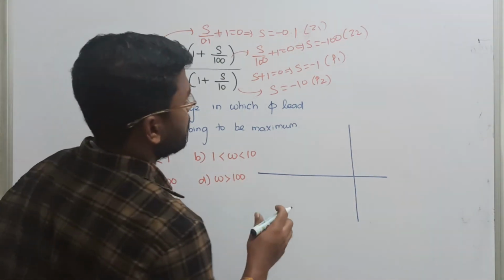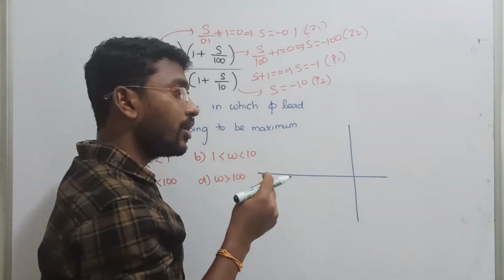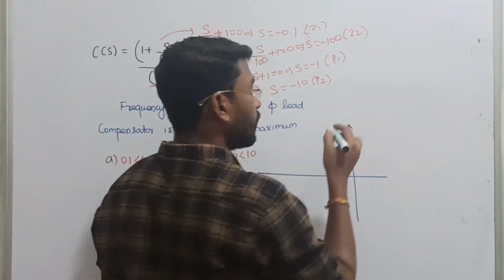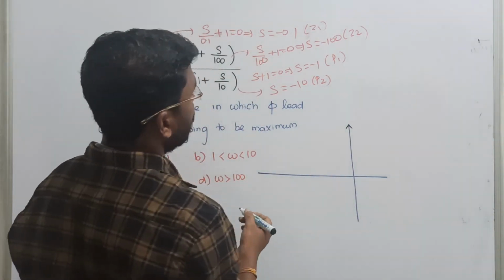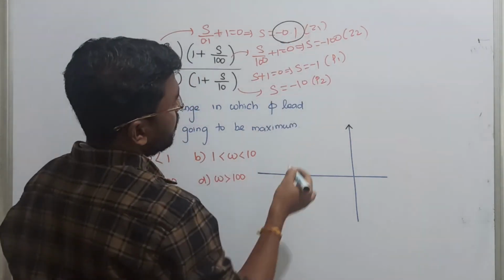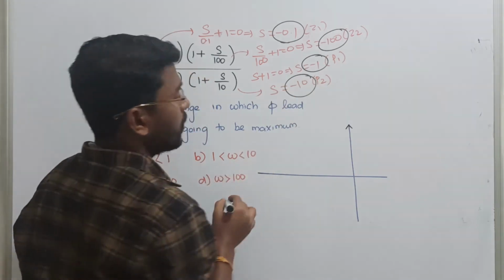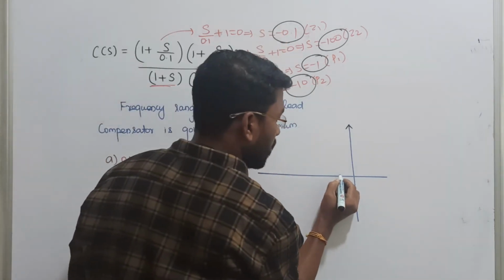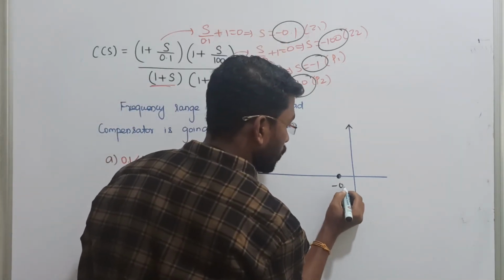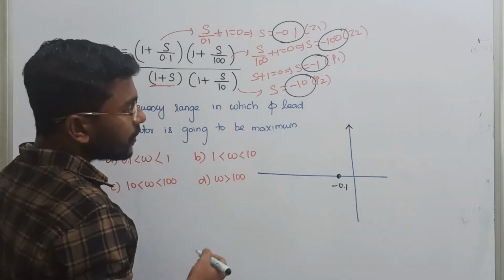Let us see. First, among the 4, which one is going to lie nearer to the origin in the left of the s plane? Who comes first? Minus 0.1 here. Next here I have minus 100. Here I have minus 1. Here I have minus 10. Such that the first is going to be your zero, that is minus 0.1. Next one is also a zero.